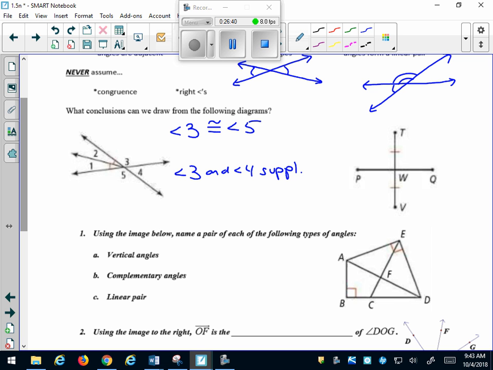What else can we conclude? And you can use markings in this diagram too. What else can we conclude from this diagram? They were bisected. Good. So you would say angle 1 is congruent to angle 2 because they are bisected. That's true. Very good. Anything else you can conclude from here? So 3 and 4 are supplementary, but are there any others that are supplementary? I see one more.